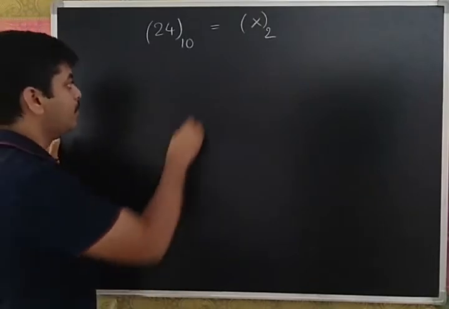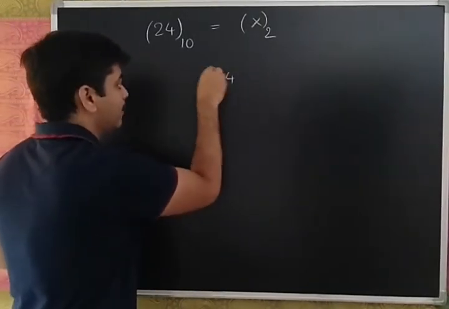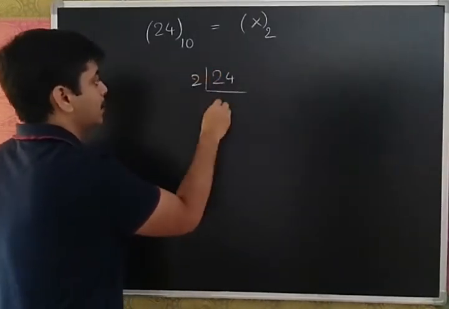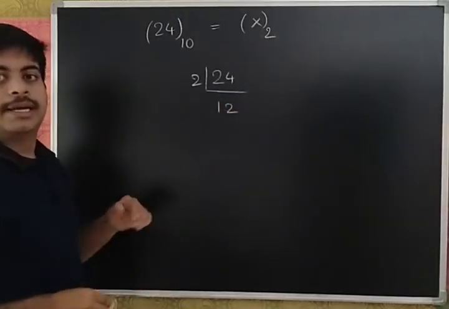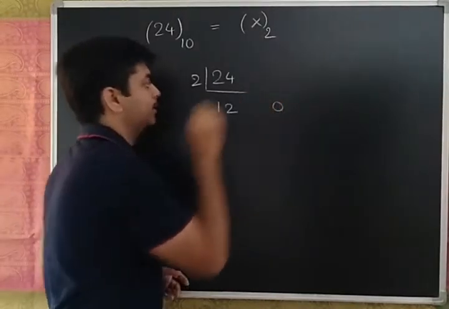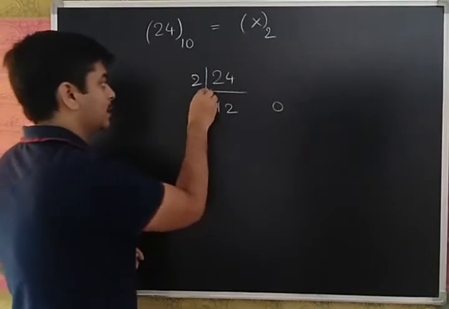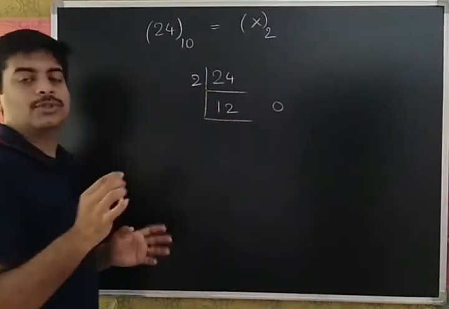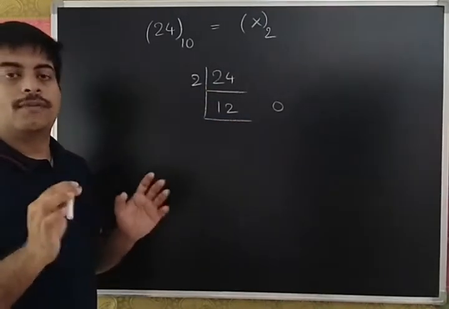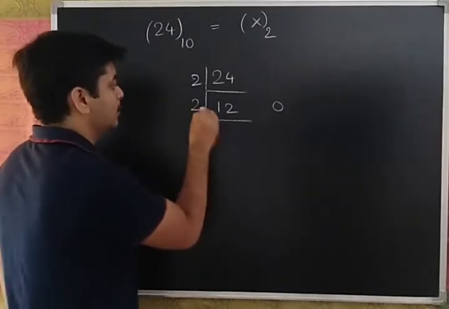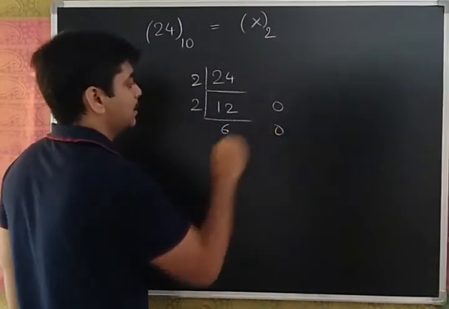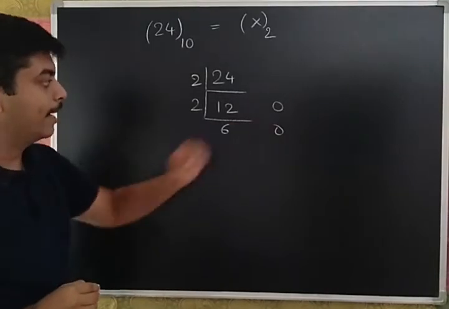See here, 24 is here, so divide by 2. You will get 12, and what is the remainder? The remainder is 0, so write that 0 here. Once again divide by 2. Always you should divide by 2. 2 sixes are 12, and once again your remainder is 0.